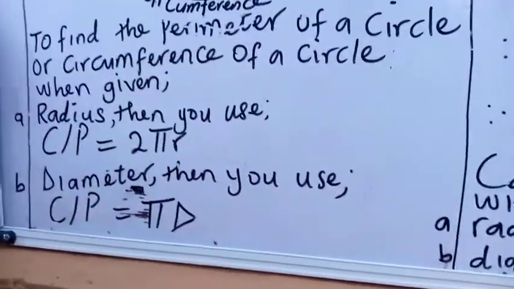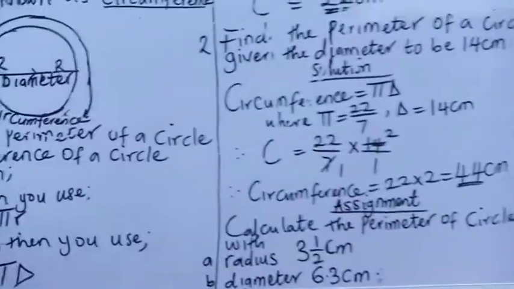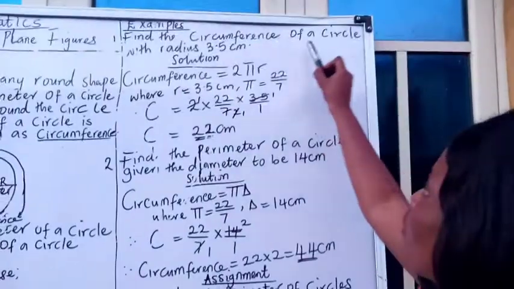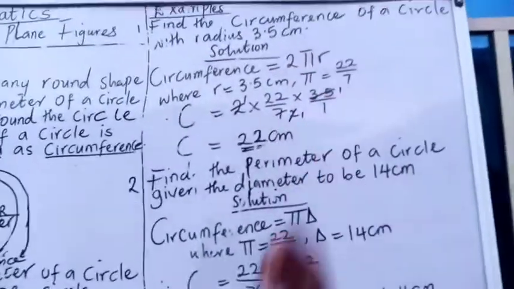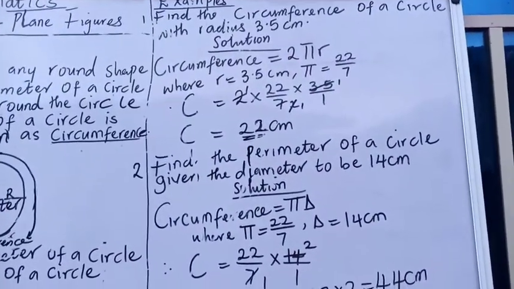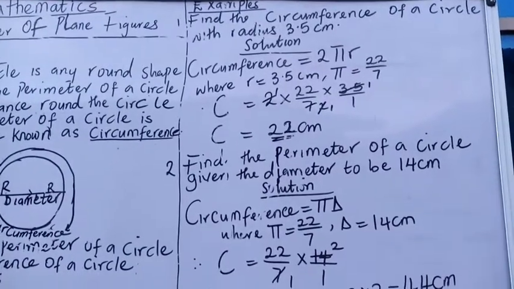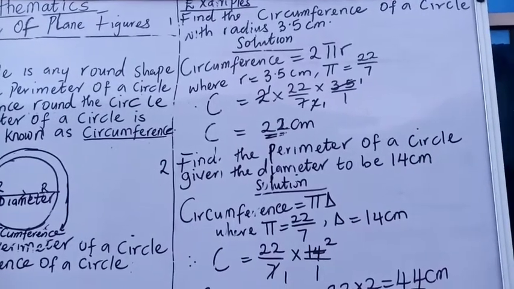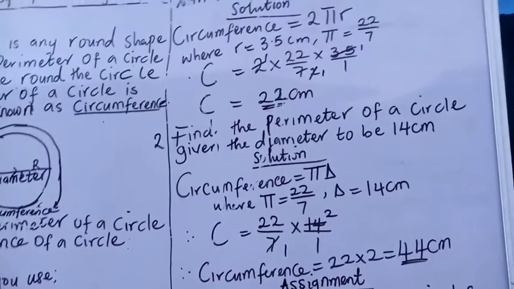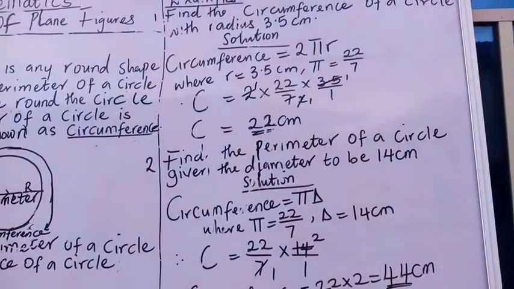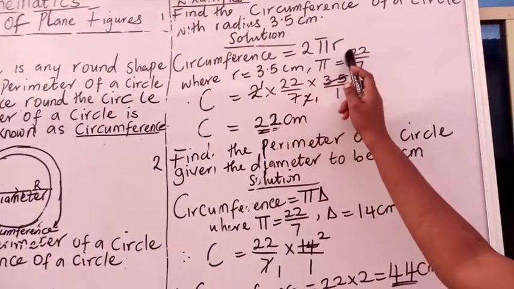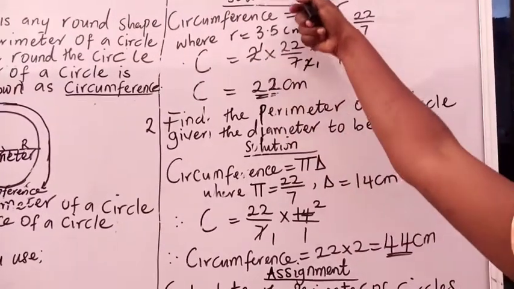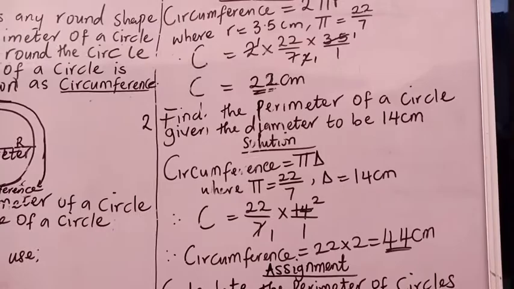So let's look at some examples. The first example from the board says, find the circumference of a circle with radius 3.5 centimeter. From this question, as you can see, you are given radius here and not the diameter. So you are going to use the first formula, which is 2 pi r. The circumference is equal to 2 pi r, and you know your pi to be 22/7, while your radius is 3.5 from the question. You equate the values to the formula.